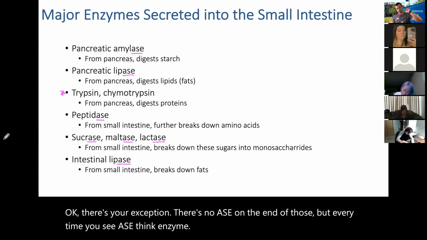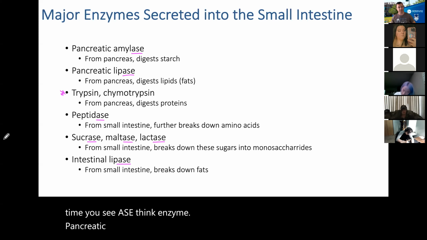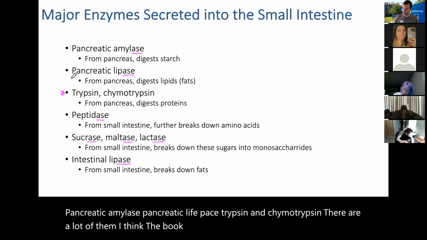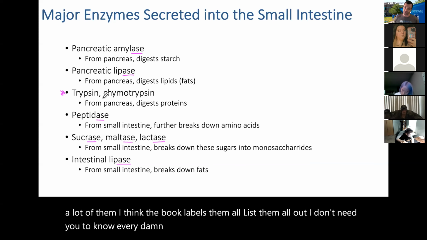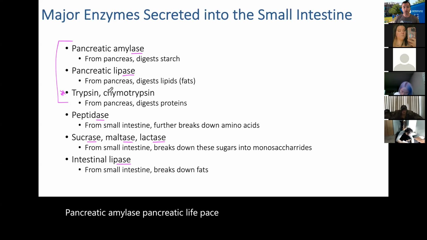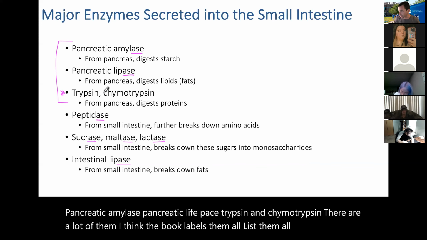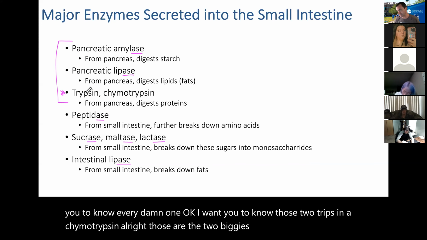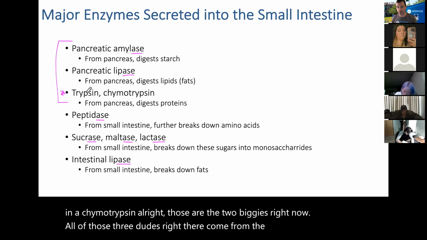Pancreatic amylase, pancreatic lipase, trypsin and chymotrypsin. There are a lot of them. I think the book lists them all out. I don't need you to know every one. I want you to know those two, trypsin and chymotrypsin. Those are the two biggies right now. All of those three come from the pancreas. It's in its name for the most part. This one isn't, of course, an exception. You just have to remember it.